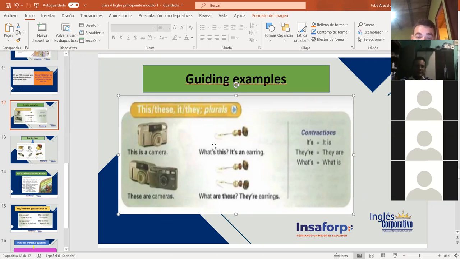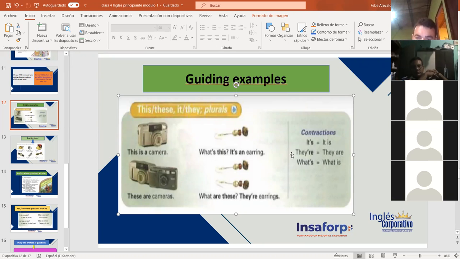Carla de Hernandez, what's this? This is an earring. Repeat, earring. Excellent, really good job. Now, listen, we have contractions. Please remember that in verb to be, we have contractions, right? We can use it's, that means it is, they're equals they are, what's equals what is.